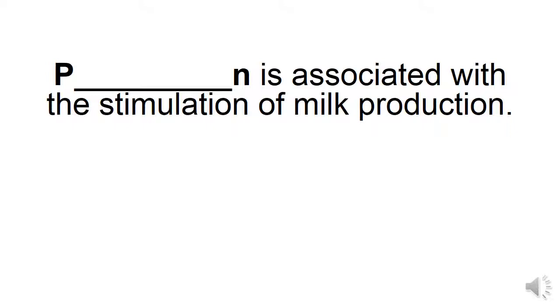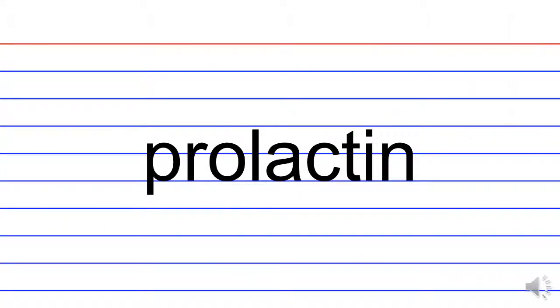P-N is associated with the stimulation of milk production. I know this doesn't seem like it's associated with stress, but just stick with me and go through all the cards and then you'll see how the big picture fits together, okay? So prolactin is the chemical that stimulates milk production, okay?